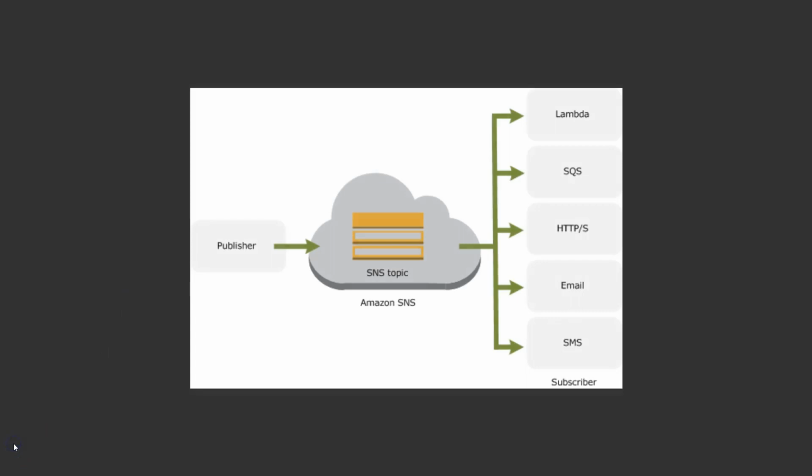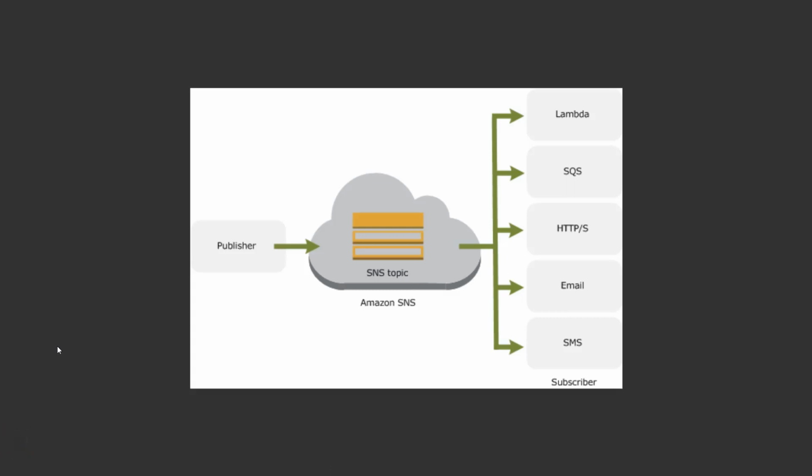Let's check out how that looks in a diagram. So you'll see here in the center of the diagram we have an SNS topic, and you'll see that a publisher is pushing a message to the SNS topic, which is then publishing it to one or multiple subscribers, including Lambda, SQS, HTTP, email, and SMS.